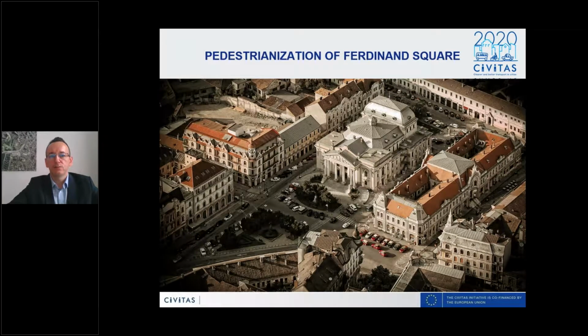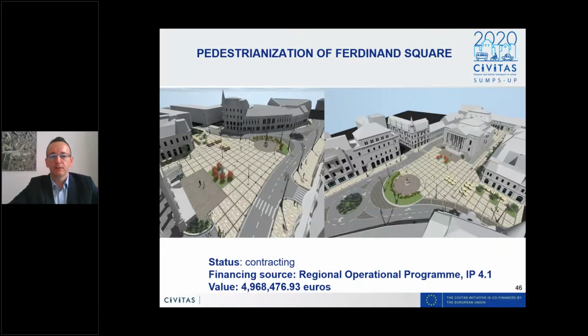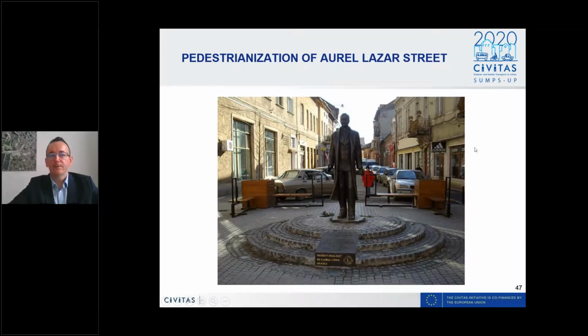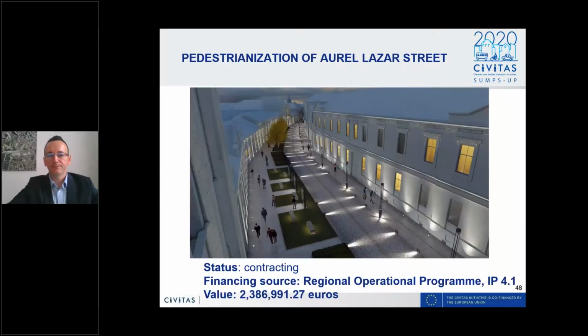Another measure is related to the pedestrianization of the Ferdinand Square. You have some images, randomized images. It is a project in course of being contracted in the frame of the regional operational program. The same thing regarding the pedestrianization of another street which is situated in the historical city center of Oradea, financed in the frame of the regional operational program.